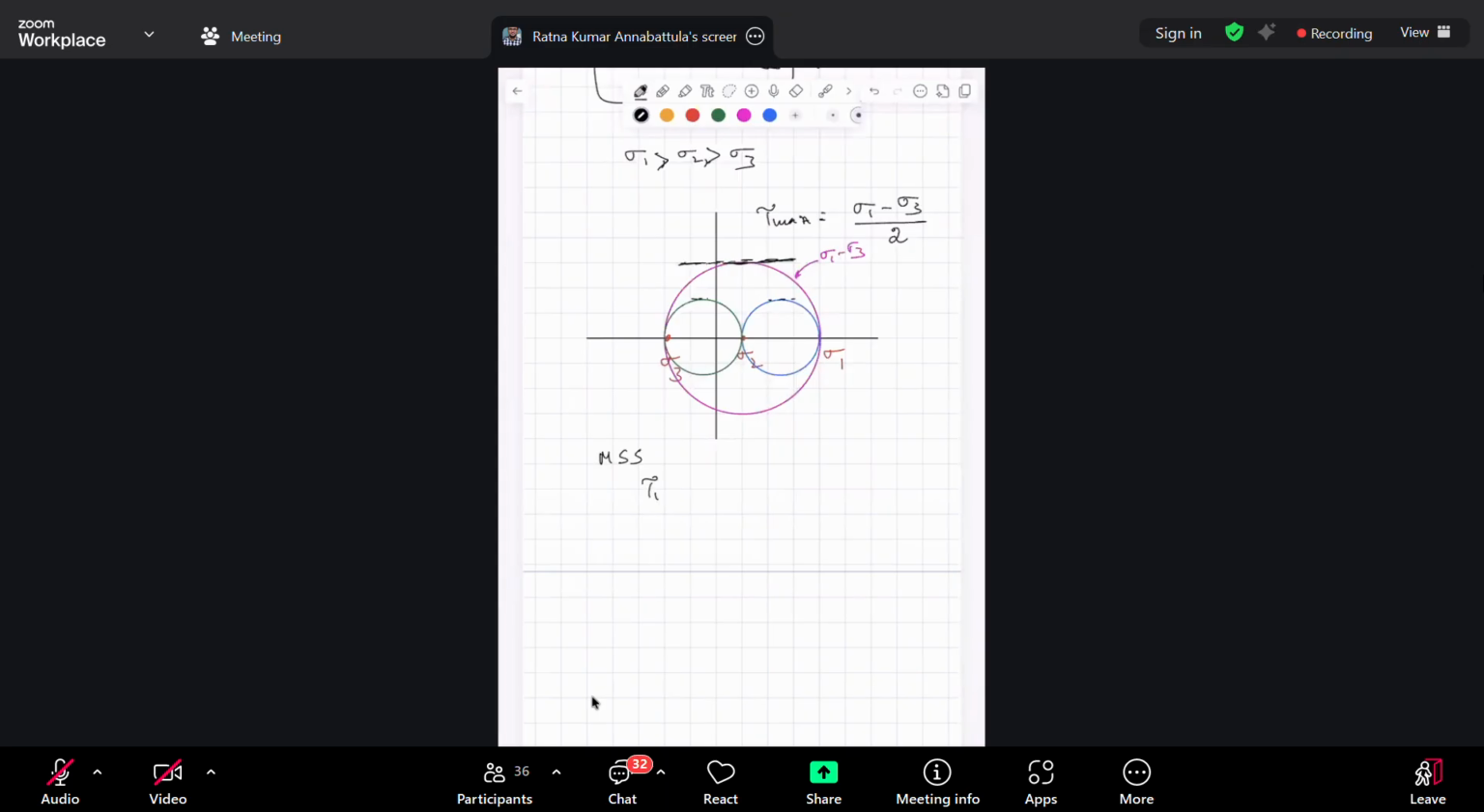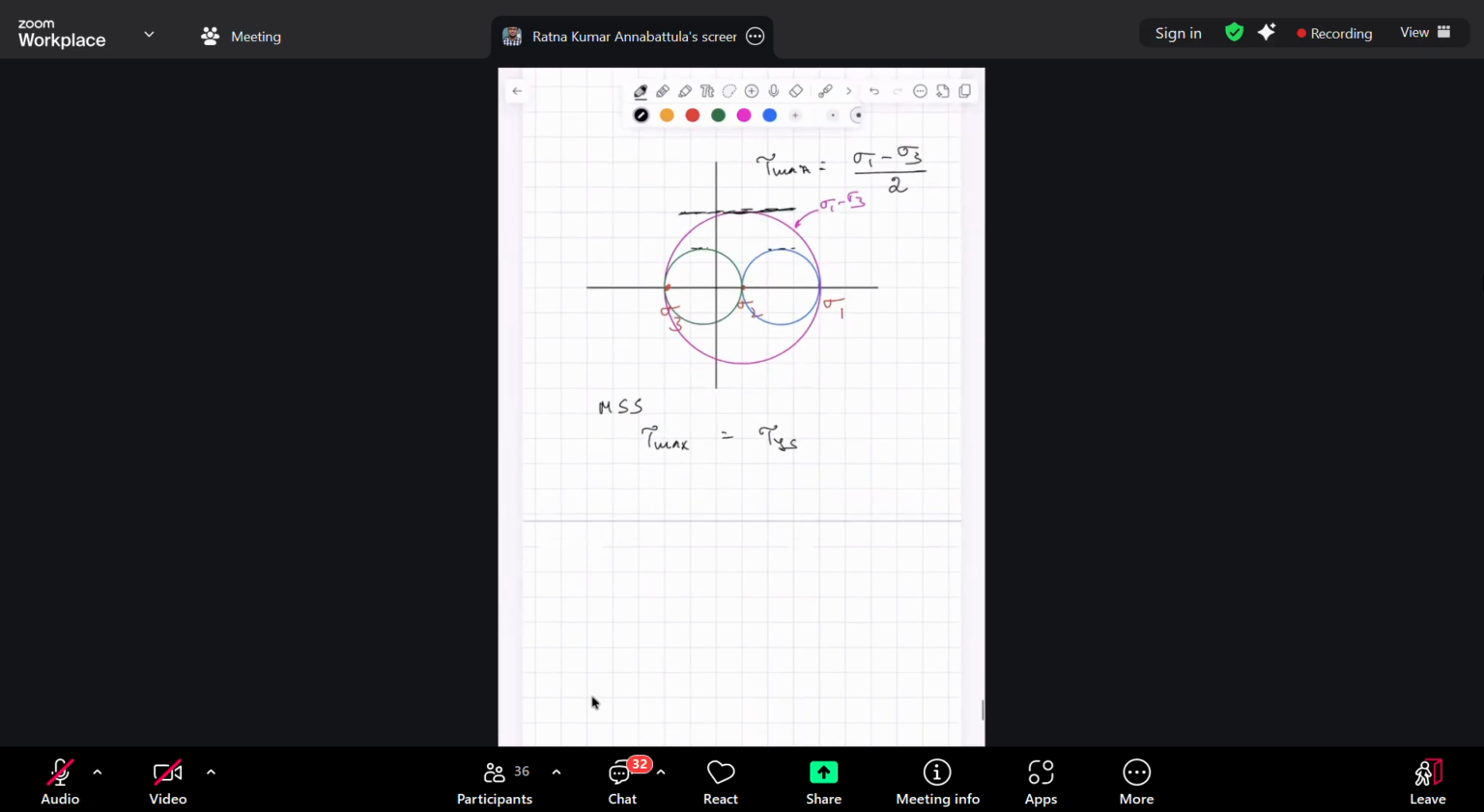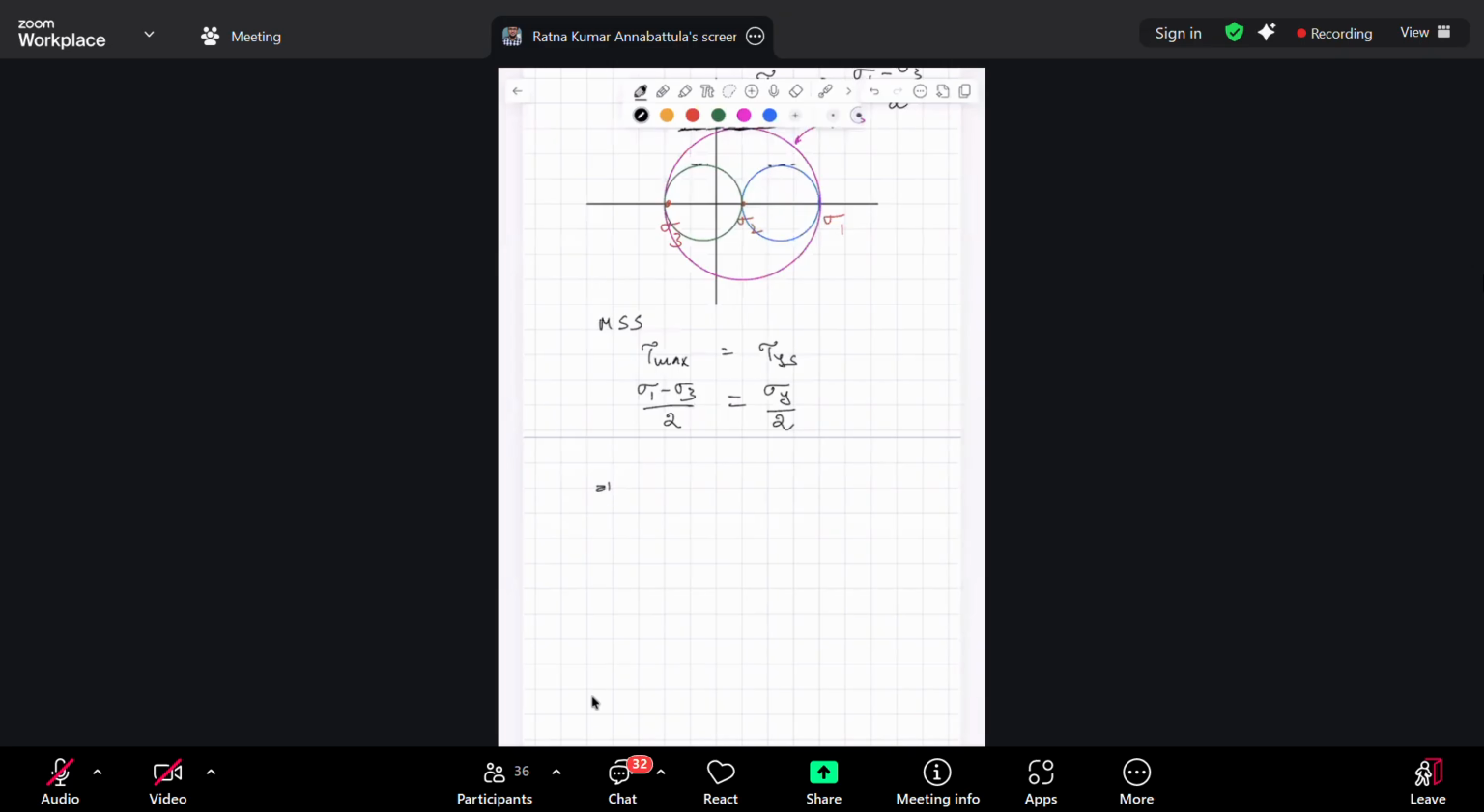So what is the maximum shear stress theory saying? When my maximum shear stress becomes equal to the shear yield strength of the material. The maximum shear stress, sigma 1 minus sigma 3 by 2, becomes equal to the shear yield strength, sigma y by 2. That implies, according to the maximum shear stress theory, failure happens when sigma 1 minus sigma 3 is equal to sigma y. That is the statement of the maximum shear stress theory. Is that clear? Yes, sir.